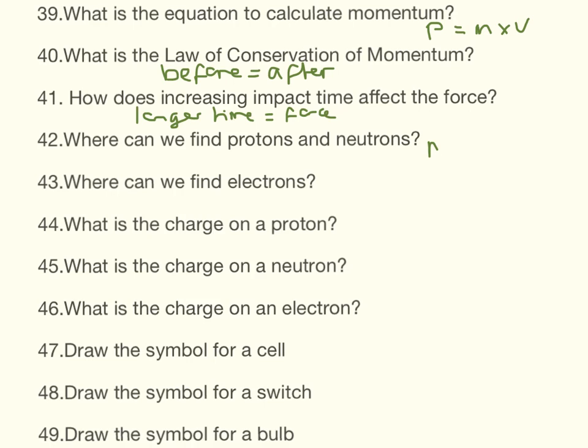Where can we find protons and neutrons? These are in the nucleus. Where can we find electrons? These are in the shells around the outside. Proton has a 1 plus charge, neutron is neutral, and the charge of an electron is -1.